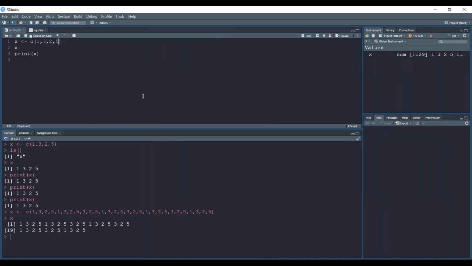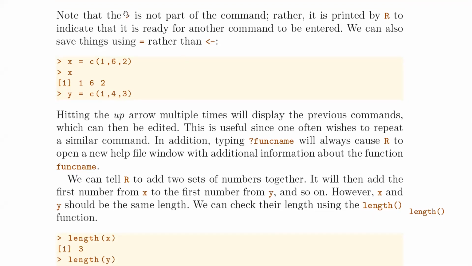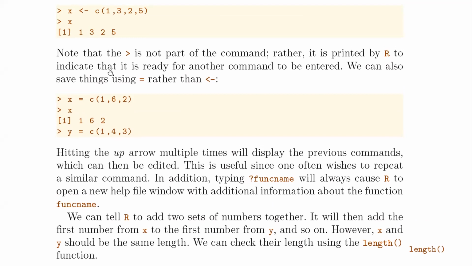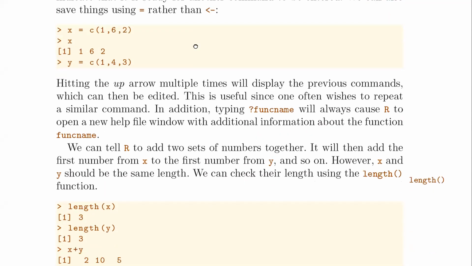We'll delete all this. Let's go back to the book. Note that the arrow is not part of the command. Rather, it is printed by R to indicate that it is ready for another command to be entered. We can also save things using equals. That works as well. You hardly ever see anyone use it, rather than this arrow. Okay.